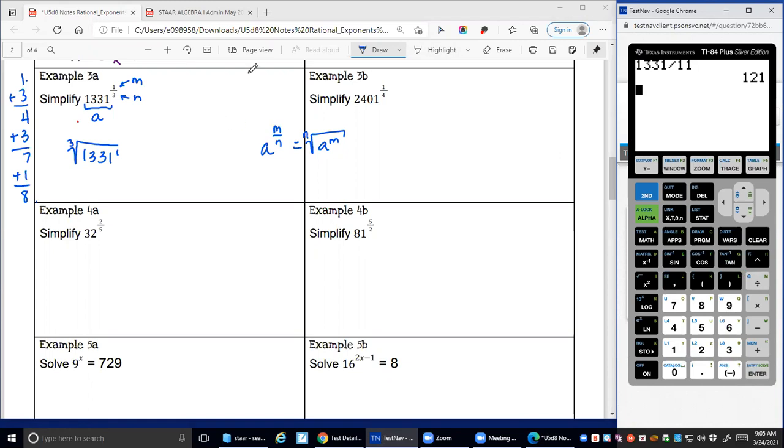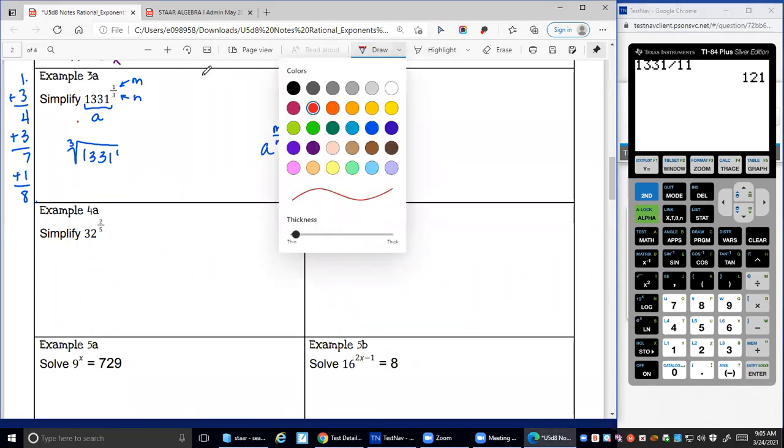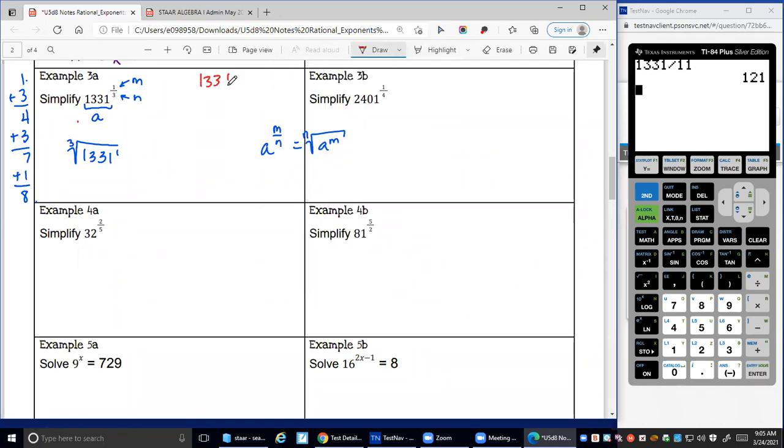So I'm going to make my little factor tree. Let me do it in a little different color. I don't think it's going to be a huge factor tree. I divided it by 11 and I got 121. And if I divide 121 by 11, what do I end up with? Yeah, there you go. Thank you, sir. And so I'm going to put that underneath my radical. 11 times 11 times 11 is equal to 1,331.